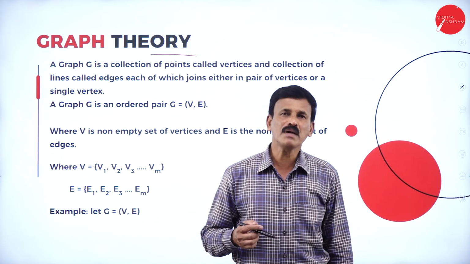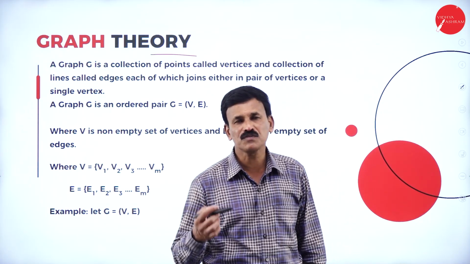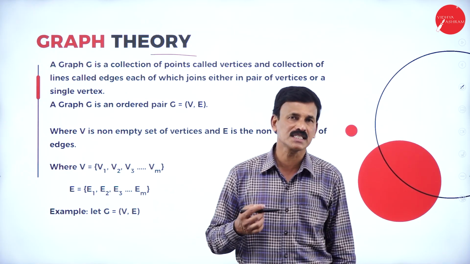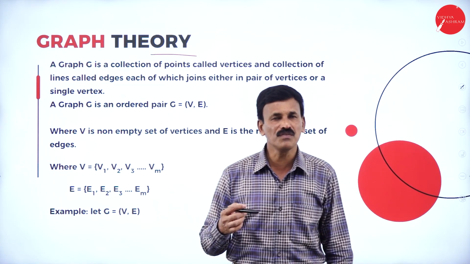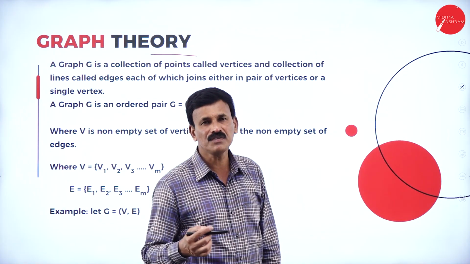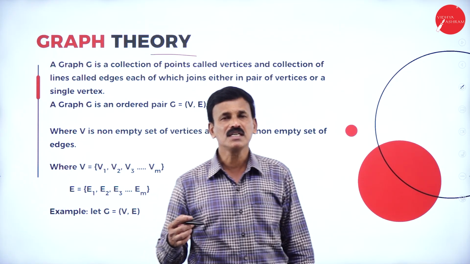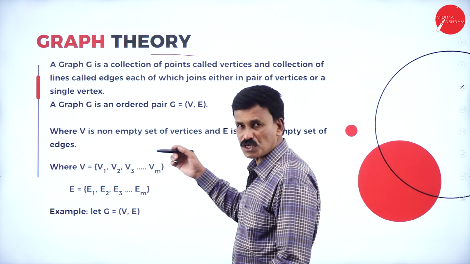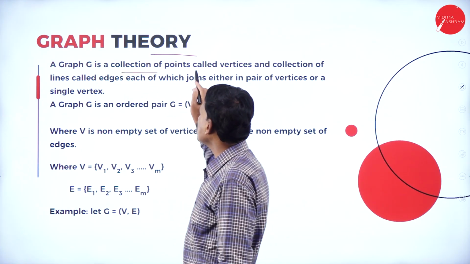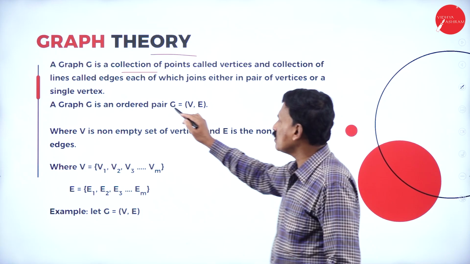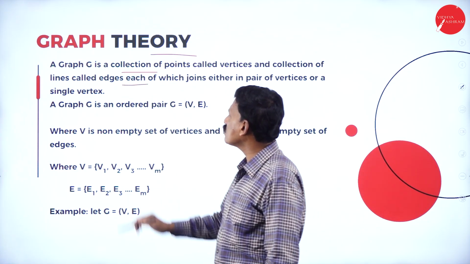A graph is a mathematical structure consisting of two sets V and E, where V is the vertices and E is the edges, where V and E are non-empty sets. So a graph is a mathematical structure consisting of vertices and edges. It can also be defined as a collection of points called vertices and a collection of edges is called a graph.